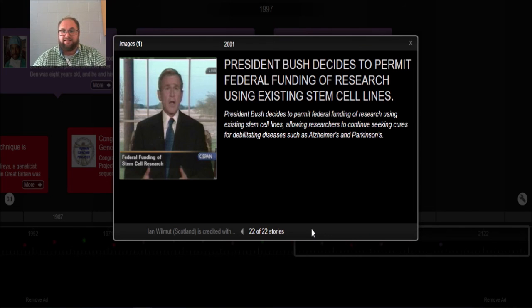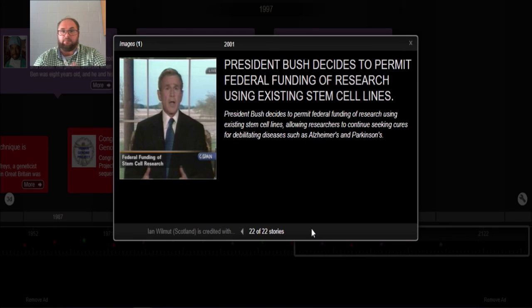Ending our presentation today. I know it's a few minutes over. In 2001, President Bush decides to permit federal funding of research using existing stem cells. So stem cells are these cells that basically are blank. They have a genetic code, but it's open. It can be anything. If you put stem cells next to skin cells, the stem cells will become skin cells and create skin. If you put stem cells next to nerve cells and brain cells, the stem cells will adopt the characteristics of the brain cells and the nerve cells and become brain cells and nerve cells.